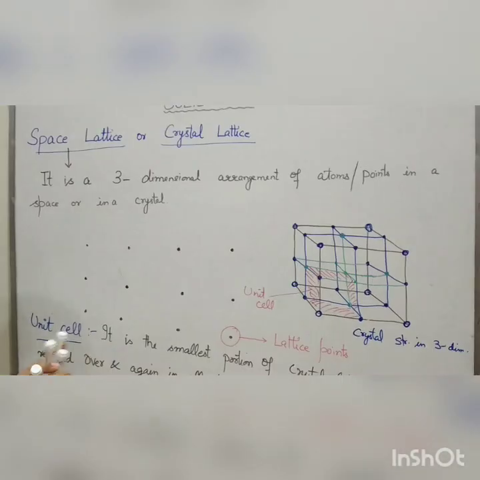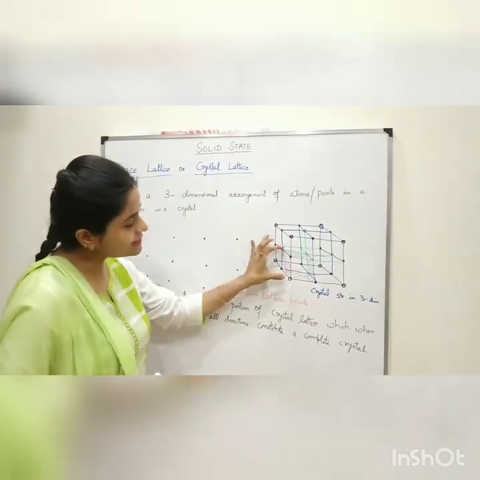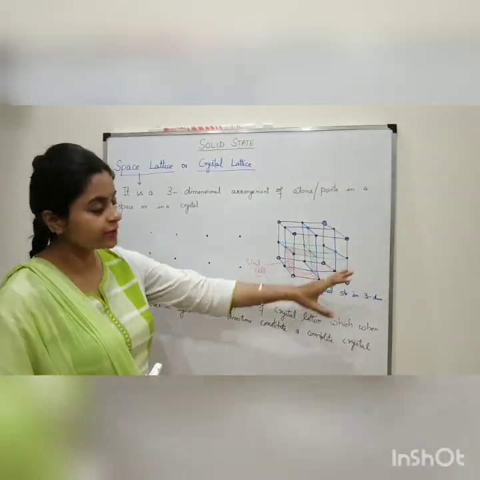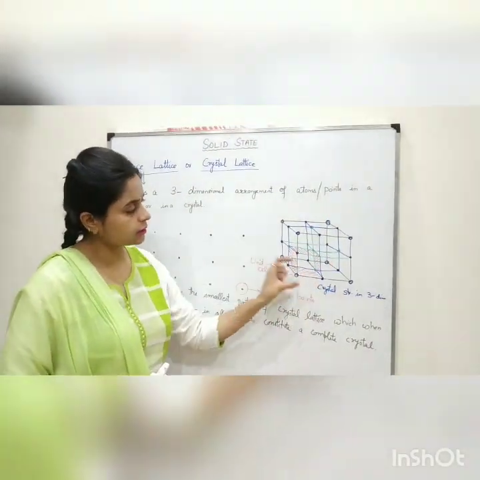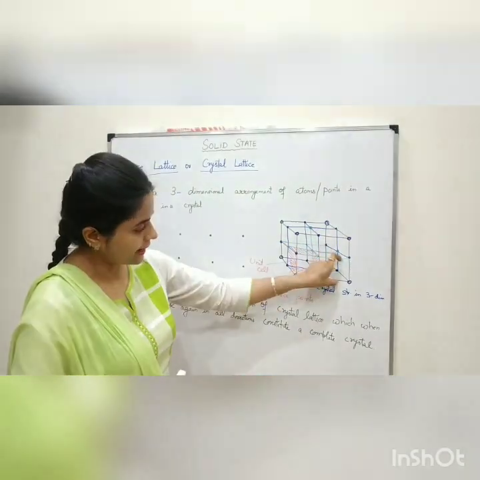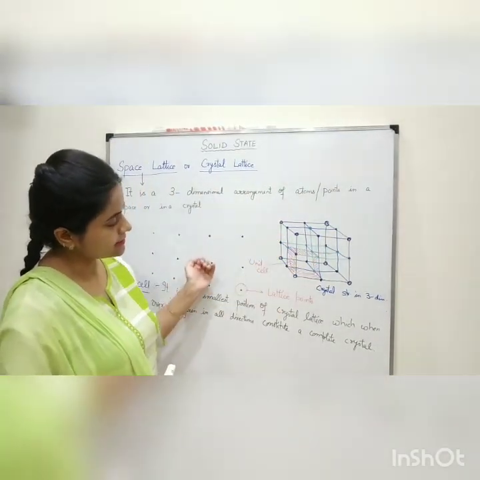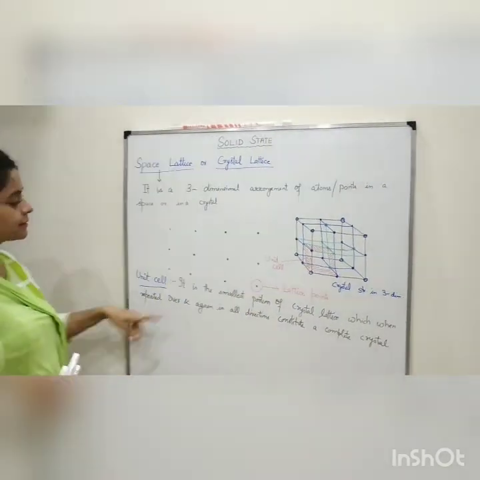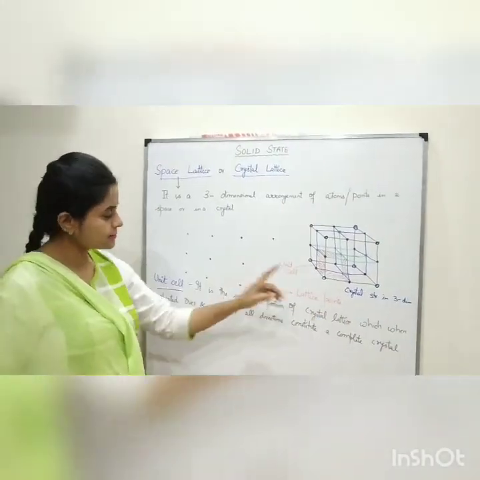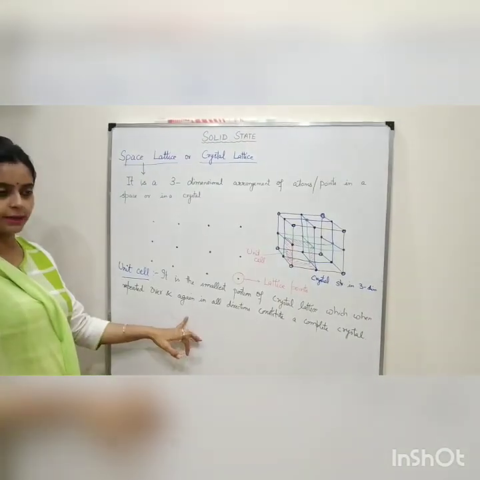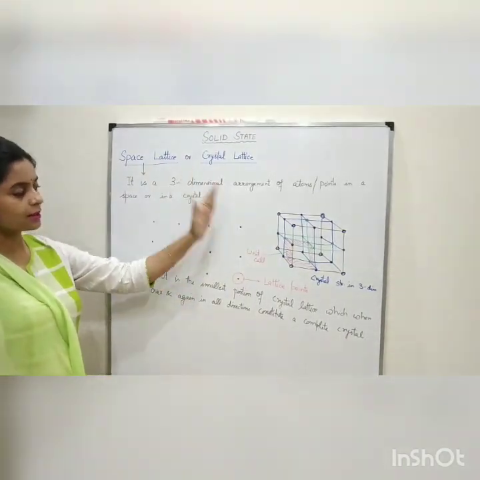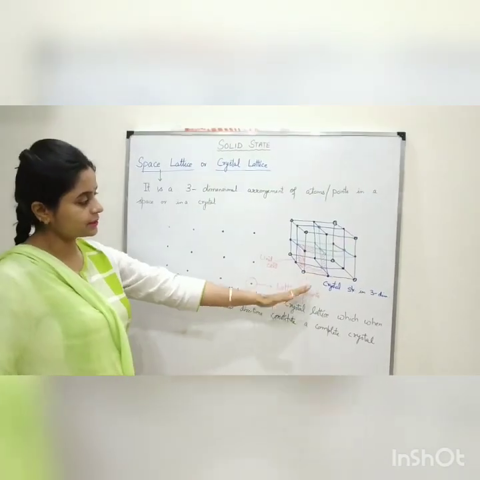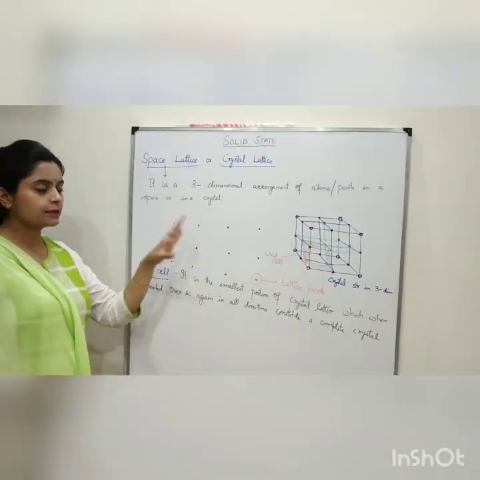Why? Because when you repeat this type of unit along every direction, again and again, either in x-axis, y-axis, or z-axis, you get a complete crystal. So, unit cell is the smallest portion of crystal lattice which when repeated over and again in all directions constitutes or forms a complete crystal. I think it is clear to you now.